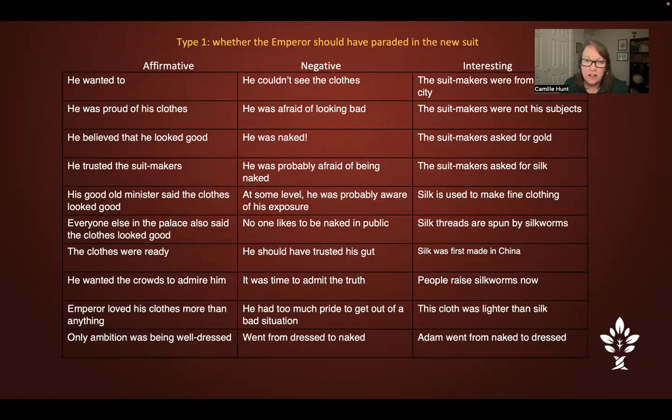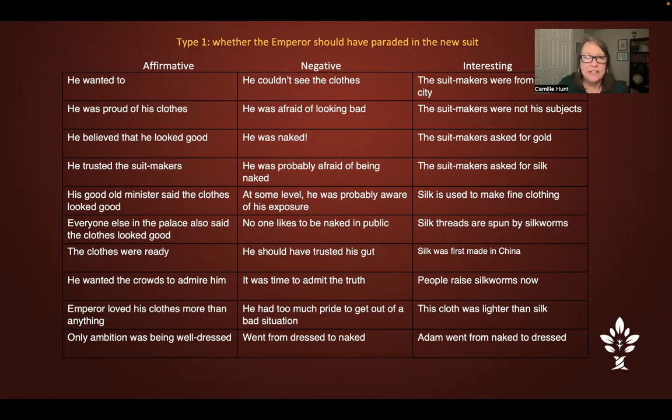And then we have a third column called the interesting column. So this is more information or just another inventory, just things that we know about the story, or things we know about things that are in the story. So that's why this chart is affirmative, negative, interesting, or for short, ANI, and even shorter is Annie, like the girl's name.